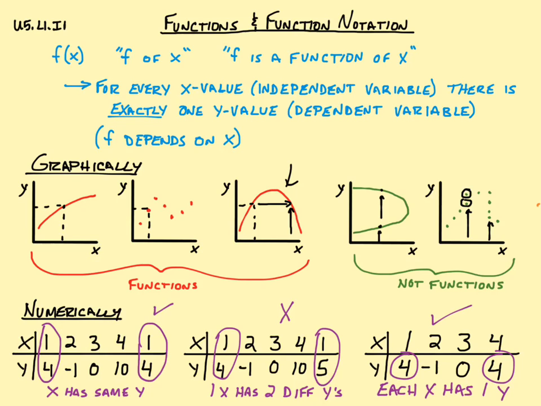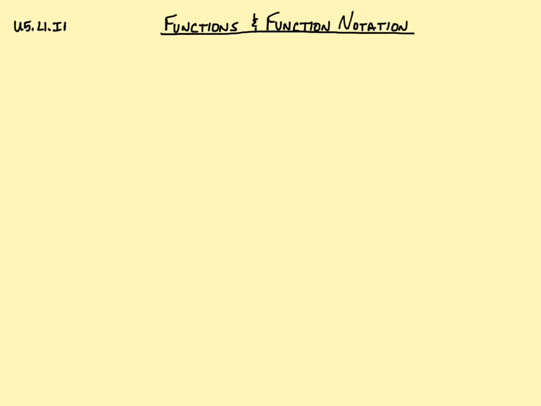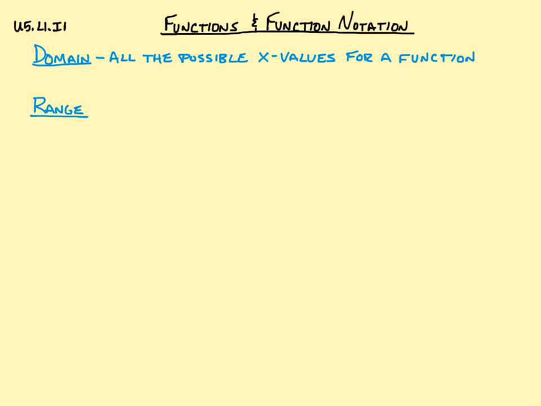Right, so let's look at some definitions now. The other thing that we talk about with functions and function notation is domain and range. Let's start with domain. Domain is all of the possible x values for a function. Every single possible x value. And remember, this is our independent variable, so that's the one that always goes across the x-axis. And the range is all the possible y values for a function.